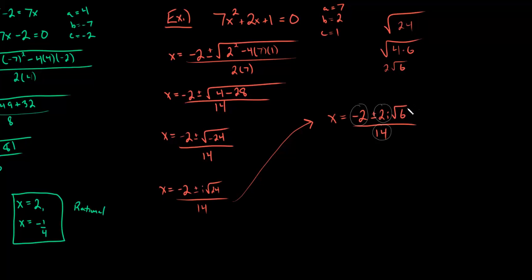Note, I'm not talking about what's inside a square root. We do not touch that. But if the number that's in front of the square root or this constant or that constant are all divisible by a common number, we go ahead and we can simplify by dividing each of those common numbers. So we can divide all of those by 2. So this would become negative 1 plus or minus 1i root 6 over 7. So I divided each of those by 2 because we can, and that would get us our final answer.